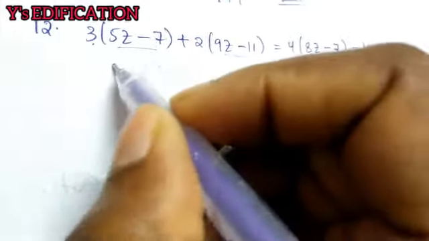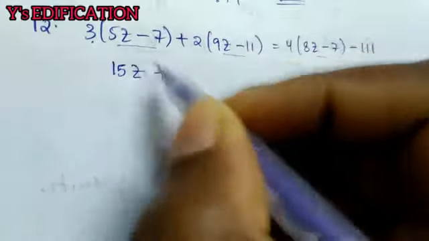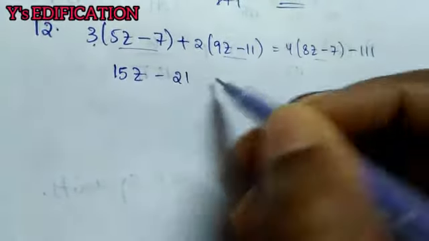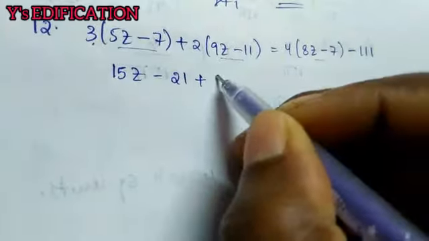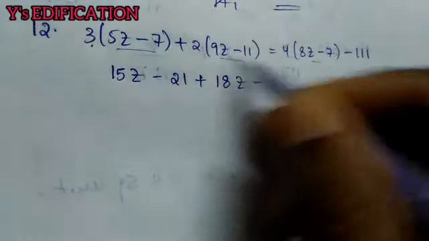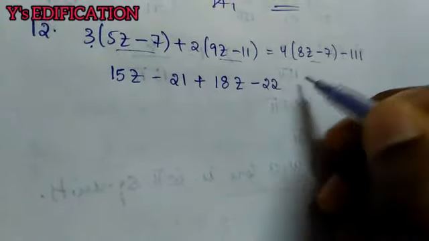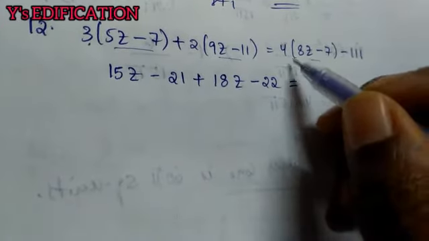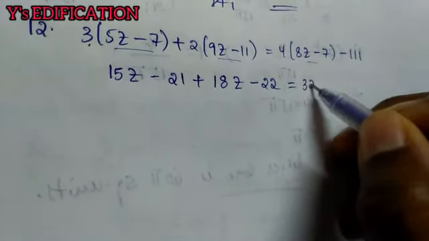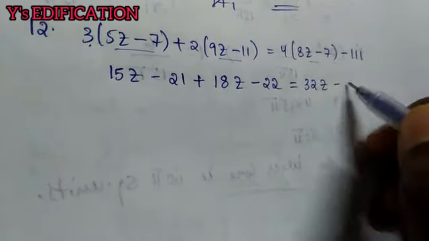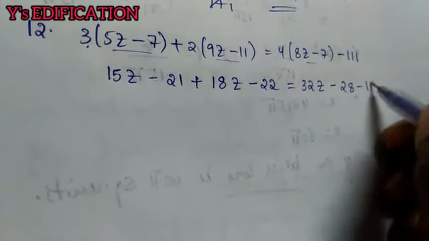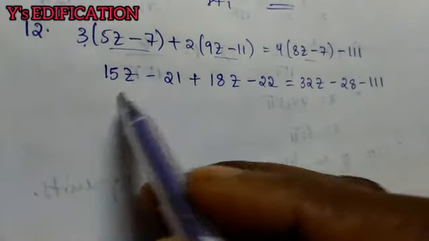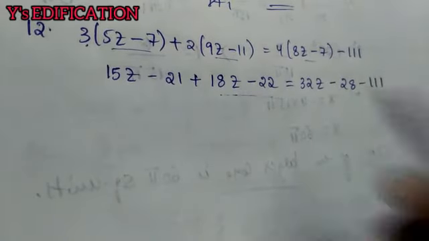3 into 5 is 15z, minus 3 into 7 is 21, plus 2 into 9 is 18z, minus 2 into 11 is 22, is equal to 4 into 8 is 32z, minus 4 into 7 is 28, minus 111. Okay. Now we'll solve this LHS and RHS part first.